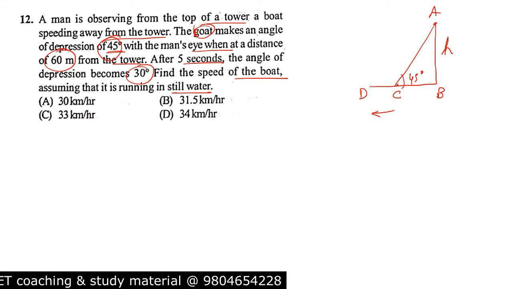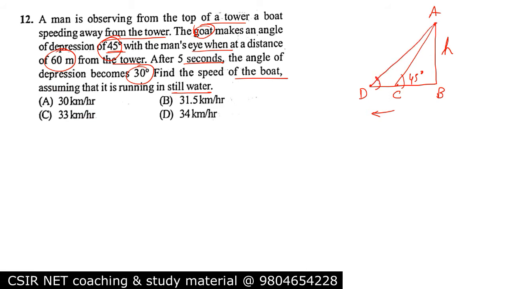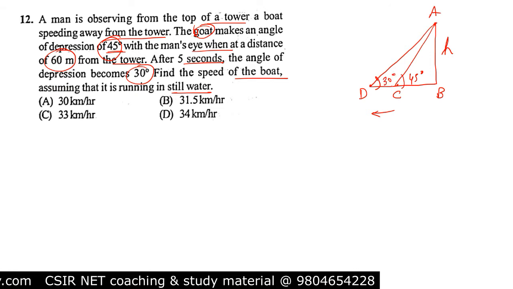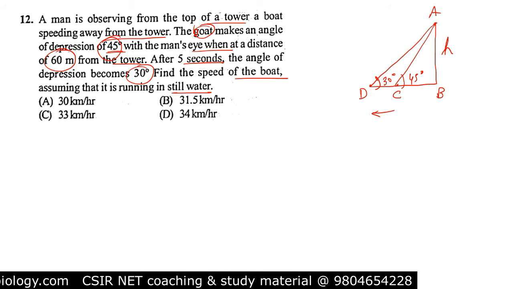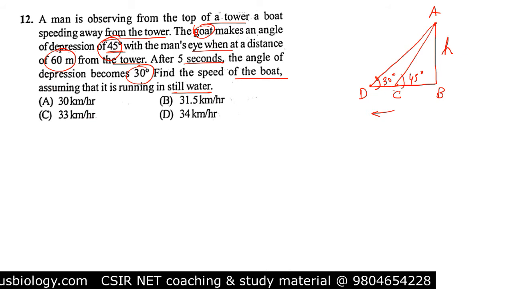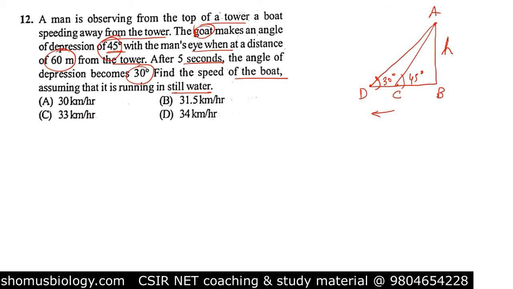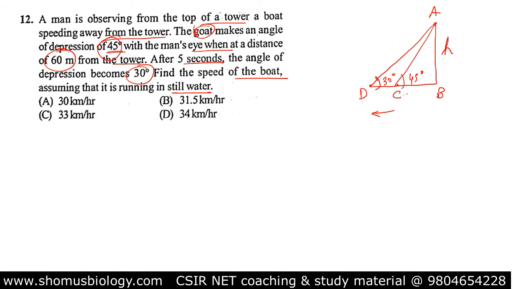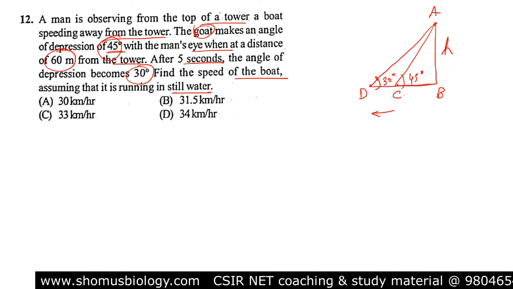Now the boat is at the point D, and at this point the angle of depression is 30 degrees. So 45 degrees earlier, now 30 degrees. What do we need to find out? The distance: the boat is at a distance of 60 meters from the tower, so this distance is given.